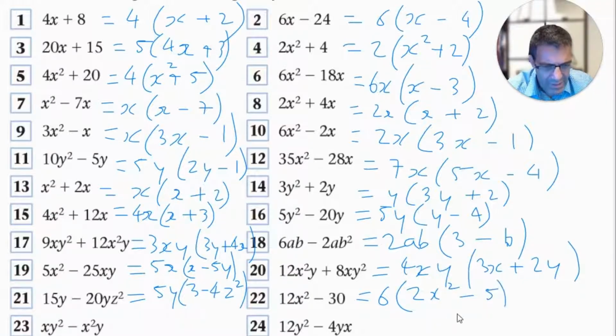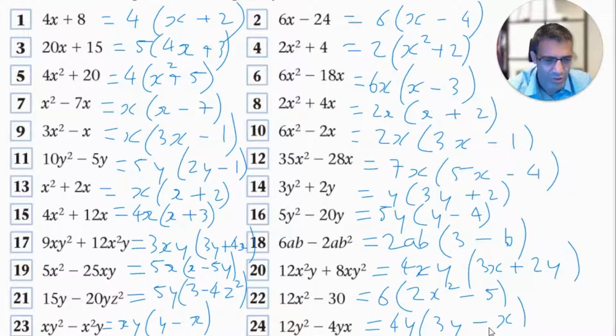And then the last 2 questions. So what can I take out here? I can take out xy. So I can say xy factor of y minus x. And this very last one here, I can take out 4y. So I'm going to go ahead and do that. 4y factor of 3y minus x. And I'm good.